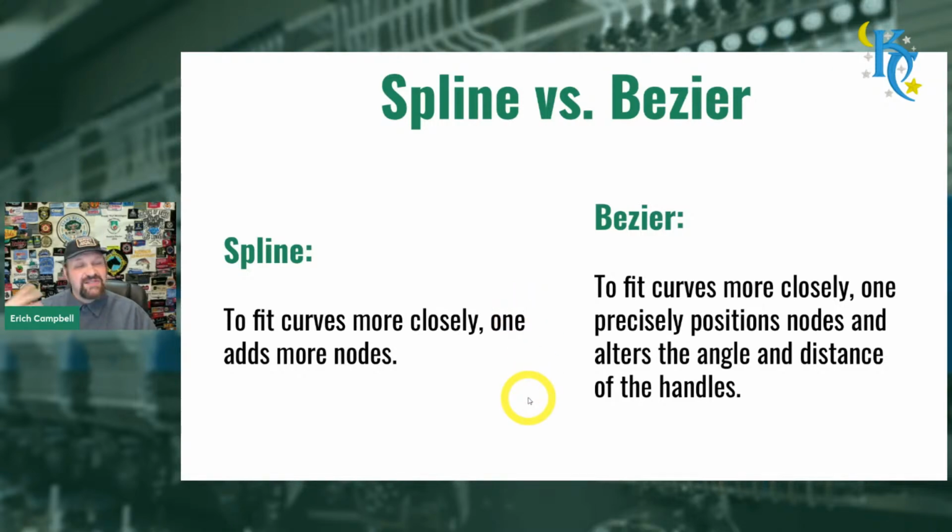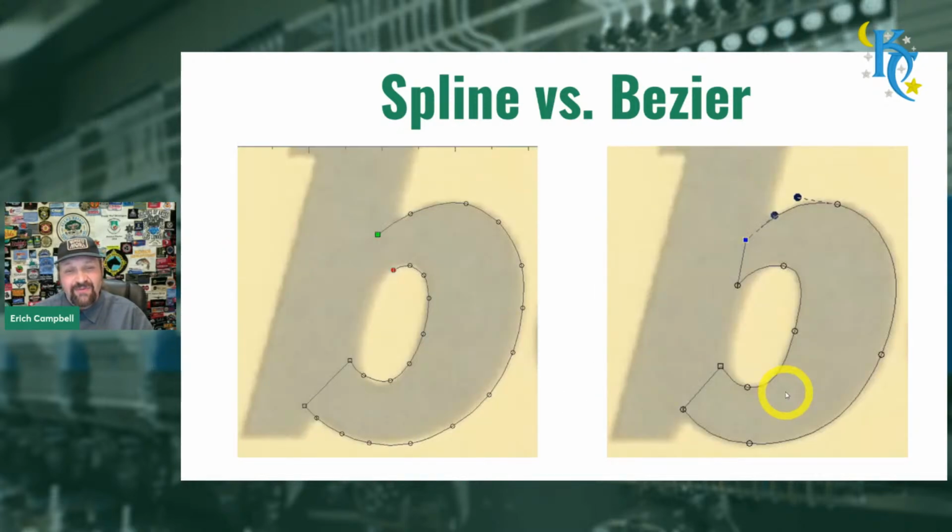Like I said earlier, with spline, if you want to fit curves more closely, you add more nodes. With Bezier, you want to precisely position those nodes in the places they should be to help you get the curve where it needs to be. Like I said, at those apogees of the curve, at the top corners of the curve, if you want to call it that, and then alter the angle and the distance of the handles to get the shape where you want it.